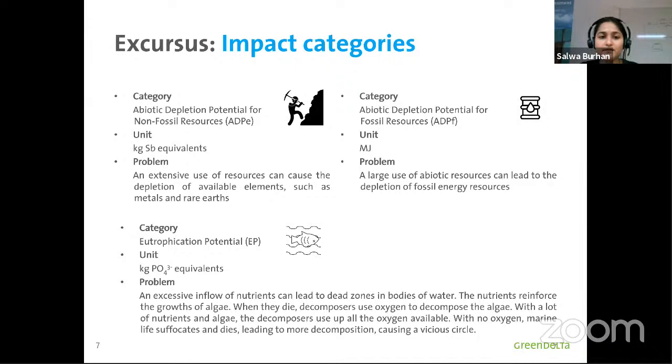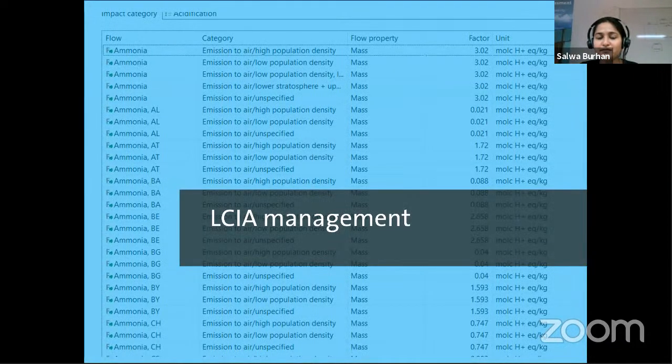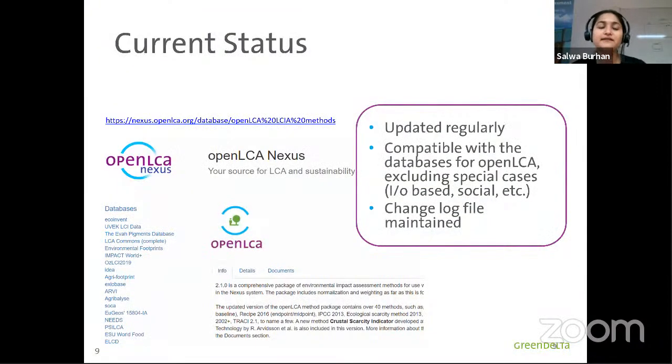All right, so when we talk about management, what is the status quo, what's the current practice? The current practice is, like you all know, when you want to work with OpenLCA, the first place you go is Nexus openlca.org, and that's where you can find the method packages. So far, the most updated version of our method package is 2.0. It's quite a comprehensive package, and it has all the methods that we saw earlier, and also many more that were not covered on the screen.